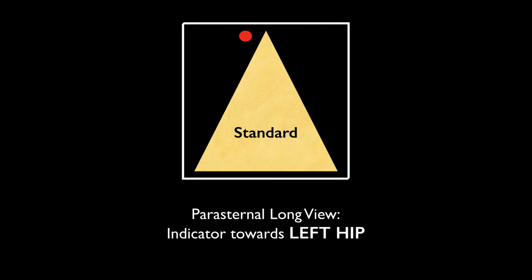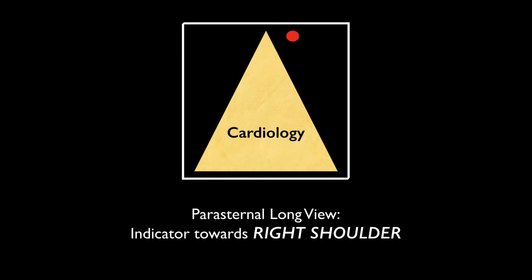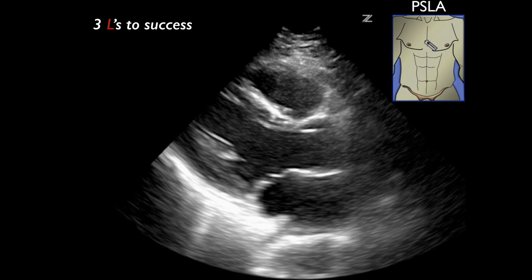So if you're in standard mode, for a peristernal long axis view, which is generally the view you're going to start off with, the indicator is going to be towards the left hip. However, if you're in cardiology mode, the peristernal long axis view, the indicator will be towards the right shoulder.